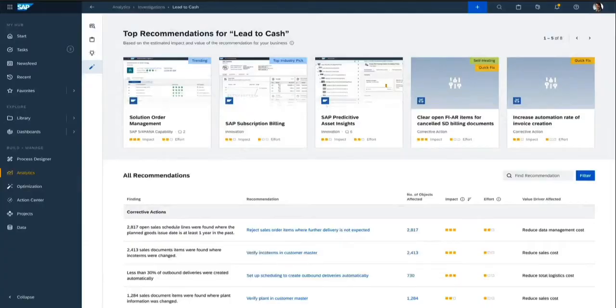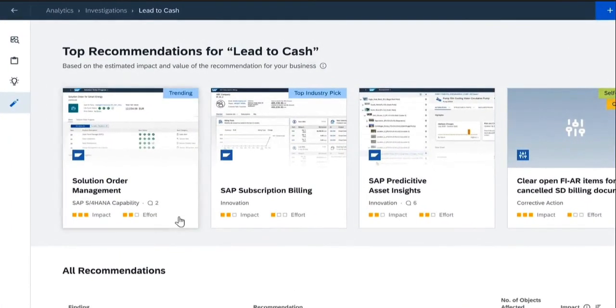In SAP Process Insights, I can not only analyze my business processes, but I can also get tailored recommendations based on my system data. These recommendations go beyond the technical root cause, and they include solution capabilities and pre-configured improvements. Considering we are struggling with a combination of different order types, product, and services, the top recommendation for us is Solution Order Management in SAP S/4HANA Cloud. Let's take a look at it.